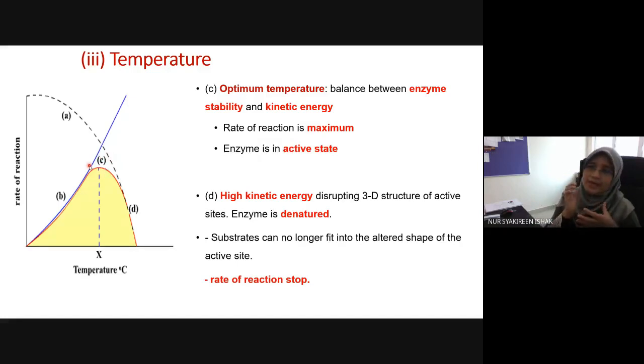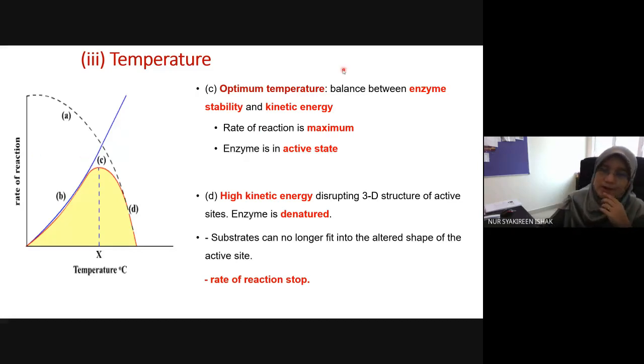So every enzyme will have its own optimum temperature. For example, the optimum temperature for enzymes in your body to work is according to your body temperature, which is 37. But if you keep on increasing the temperature, it may cause your enzyme to be less active, and therefore the rate of reaction will decrease.